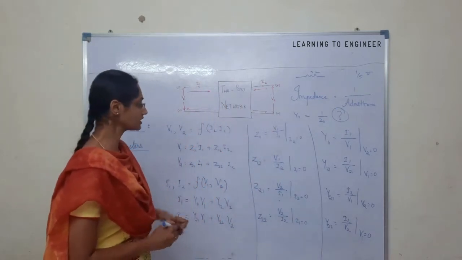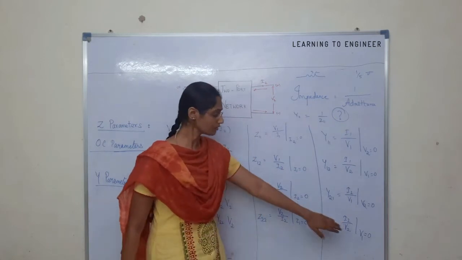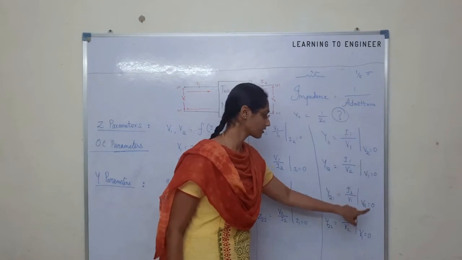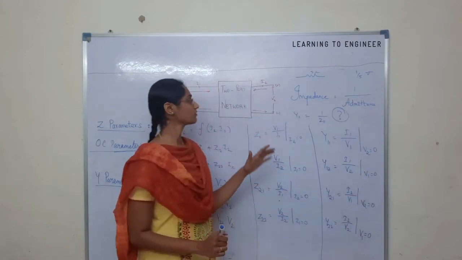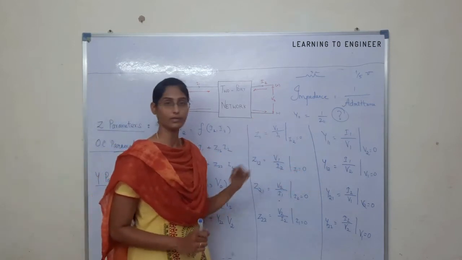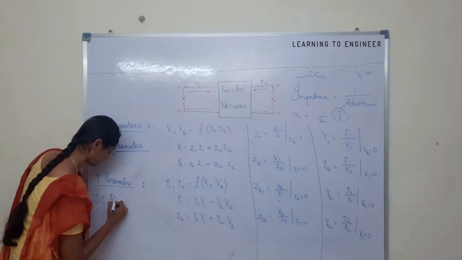Okay? So these are the Z parameters, these are the Y parameters. When we find the Y parameters, we made either of the voltages 0, V2 or V1. So we are short circuiting either of the ports in order to find the Y parameters. So they are called short circuit parameters.